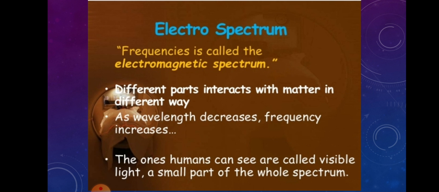Electromagnetic spectrum. The range of frequencies is called the electromagnetic spectrum. Different parts interact with matter in different ways. As wavelength decreases, frequency increases, and vice versa. The part of the spectrum which can easily be seen by the naked eye is called the visible spectrum, and what humans can see is called visible light, a small part of the whole spectrum.